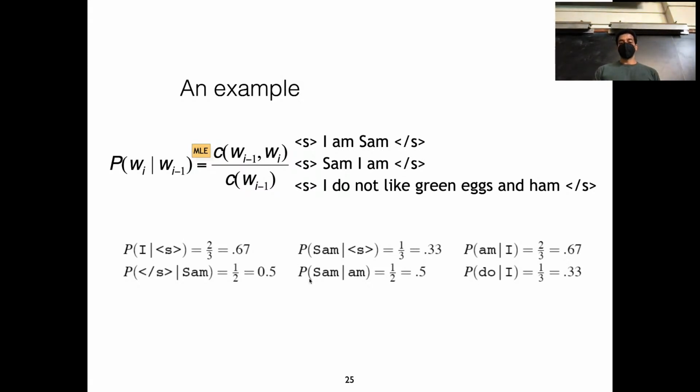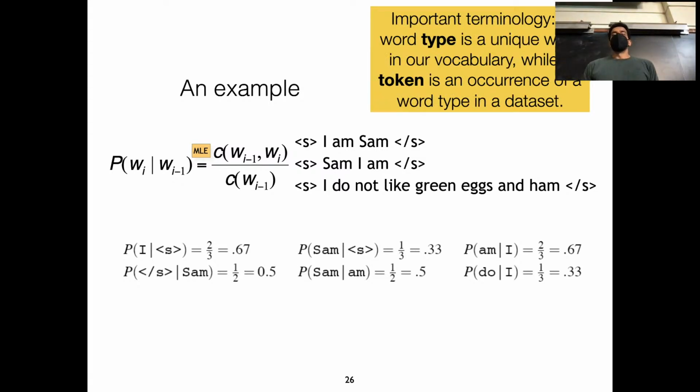So Sam given am, right? I'm going to look up how many times am occurred. There's only 2 occurrences. And how many times was it followed by Sam? 1, so it's 1/2, right? This is like a 2nd grade classroom here. So in this way, I can estimate all of the conditional probabilities that are necessary to fully specify this bigram model. And then I can just sample from it to generate new text if I wanted to.